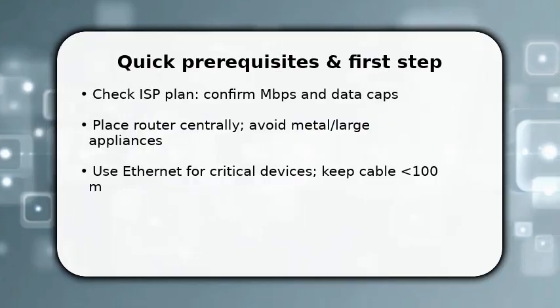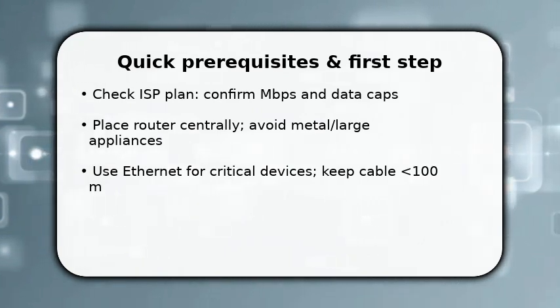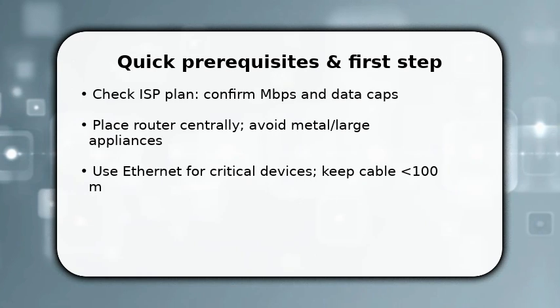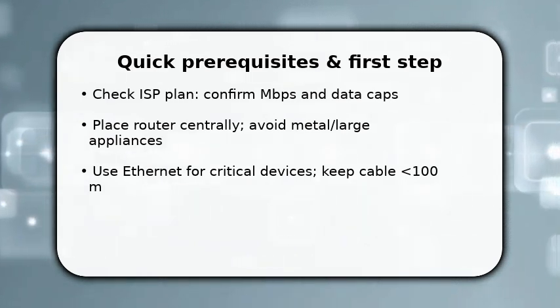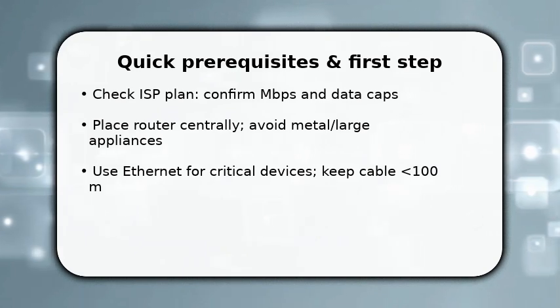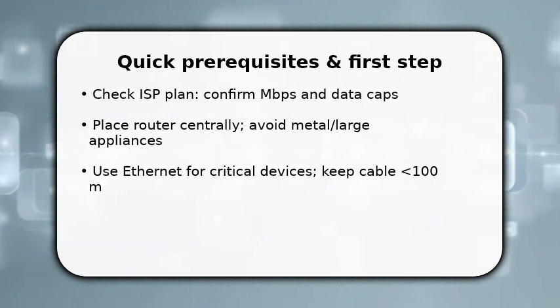You'll start by validating your baseline. Confirm your ISP plan speed and current real-world Mbps. Once done, reboot modem and router to clear transient issues and switch one device to Ethernet so you can measure wired throughput. Make sure firmware is up to date. This often fixes performance regressions.